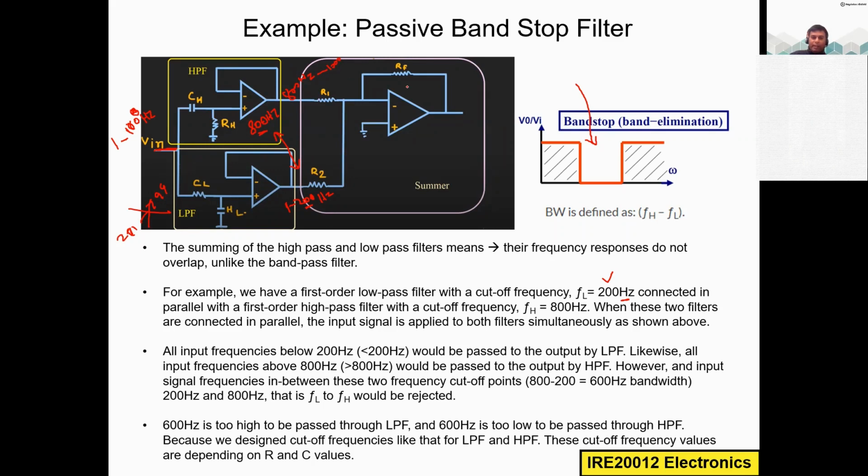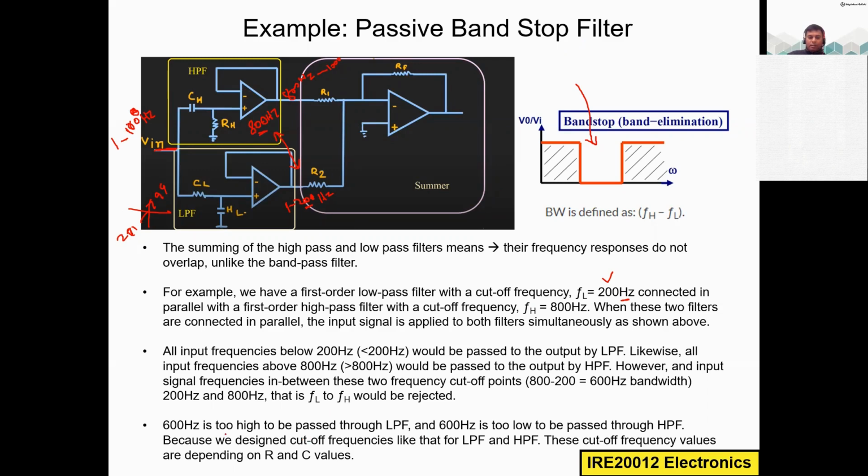Now I am combining this by using the summer circuit and I'm getting this output. So this is what we want. We want to reject a certain frequency range and we want to only allow the rest of the frequencies. I had given just this numerical example so you can understand the function of this band stop filter.